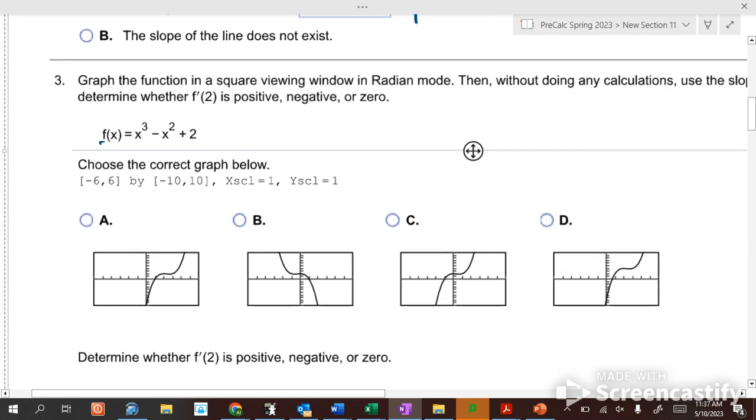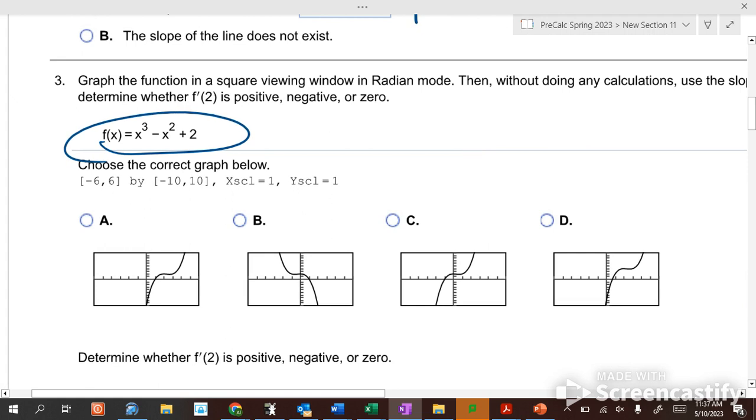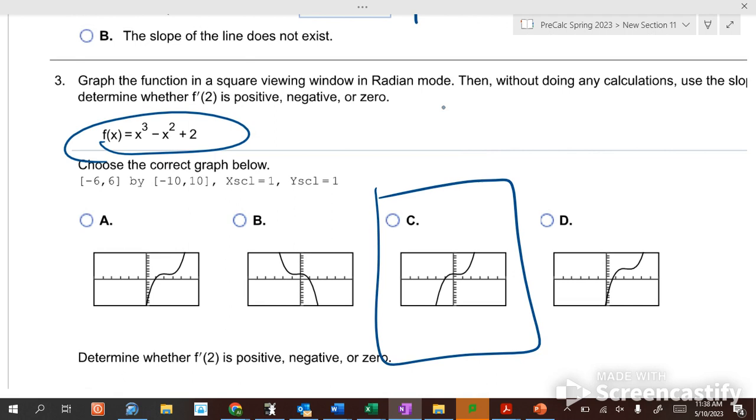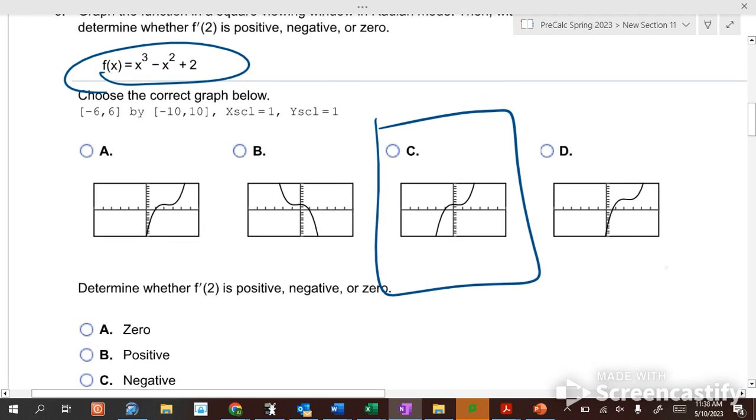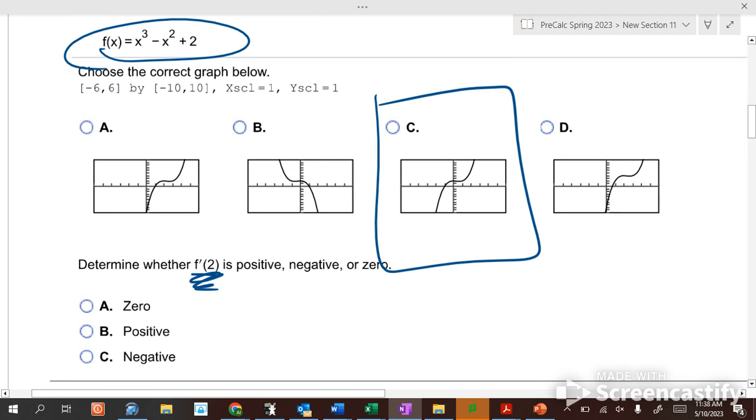Looking at this function, you would graph it on your graphing calculator to figure out which one it is. And I think that it's this one. Okay? So they say at an x value of 2, is the slope positive, negative, or 0? Well, an x value of 2, what's your tangent line going to be? It's going to go like this. So your slope is positive. At 0 here, you're going to have 0 slope. Okay? And this one never happens to be negative.